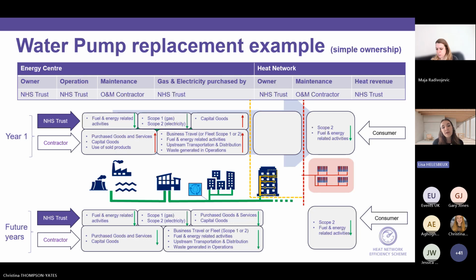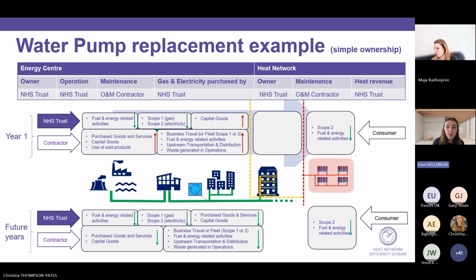reporting, and now if we look forward to future years, we can see that the NHS Trust sees these emissions decrease for fuel and energy-related activities, scope 1 and scope 2. Of course, these emissions are maintained year on year. And for the other categories of NHS Trust, we can assume that the old water pump was fairly inefficient and required a lot of replacement parts, and that the new pump is more reliable, then the trust will also see a drop in purchased goods and services and capital goods.